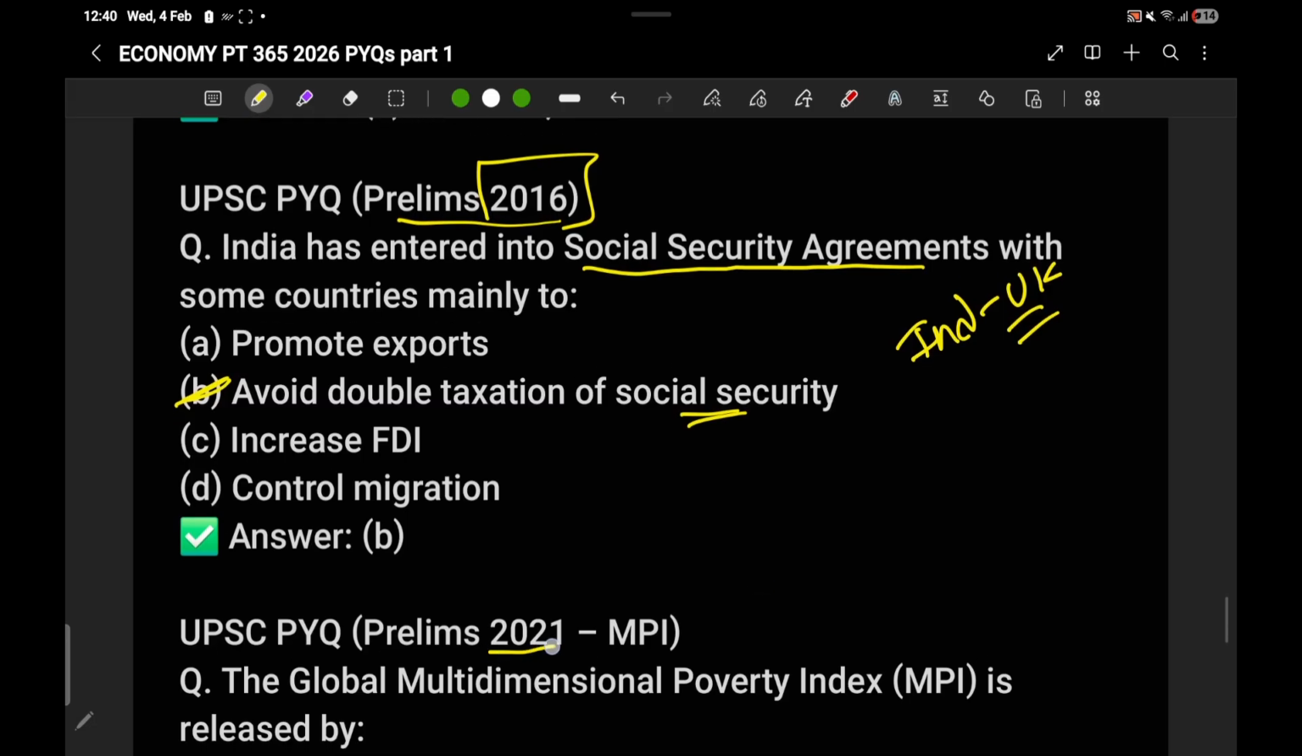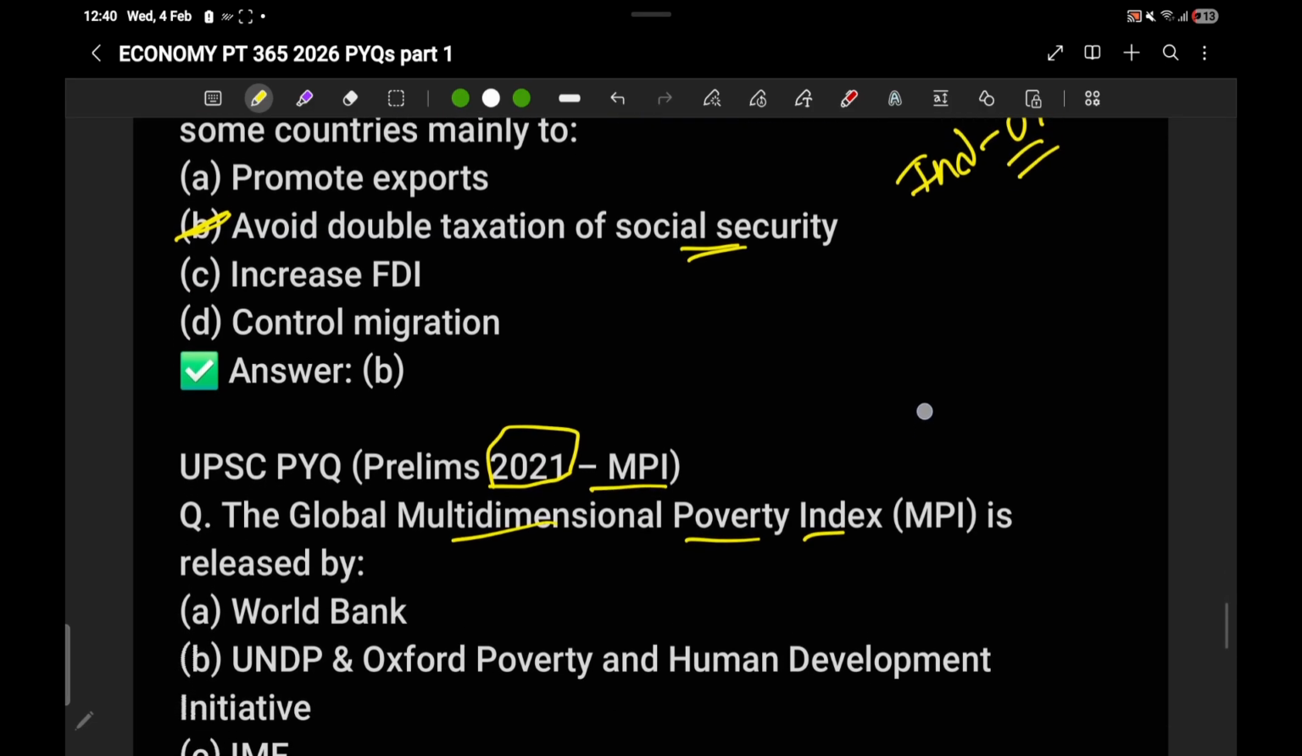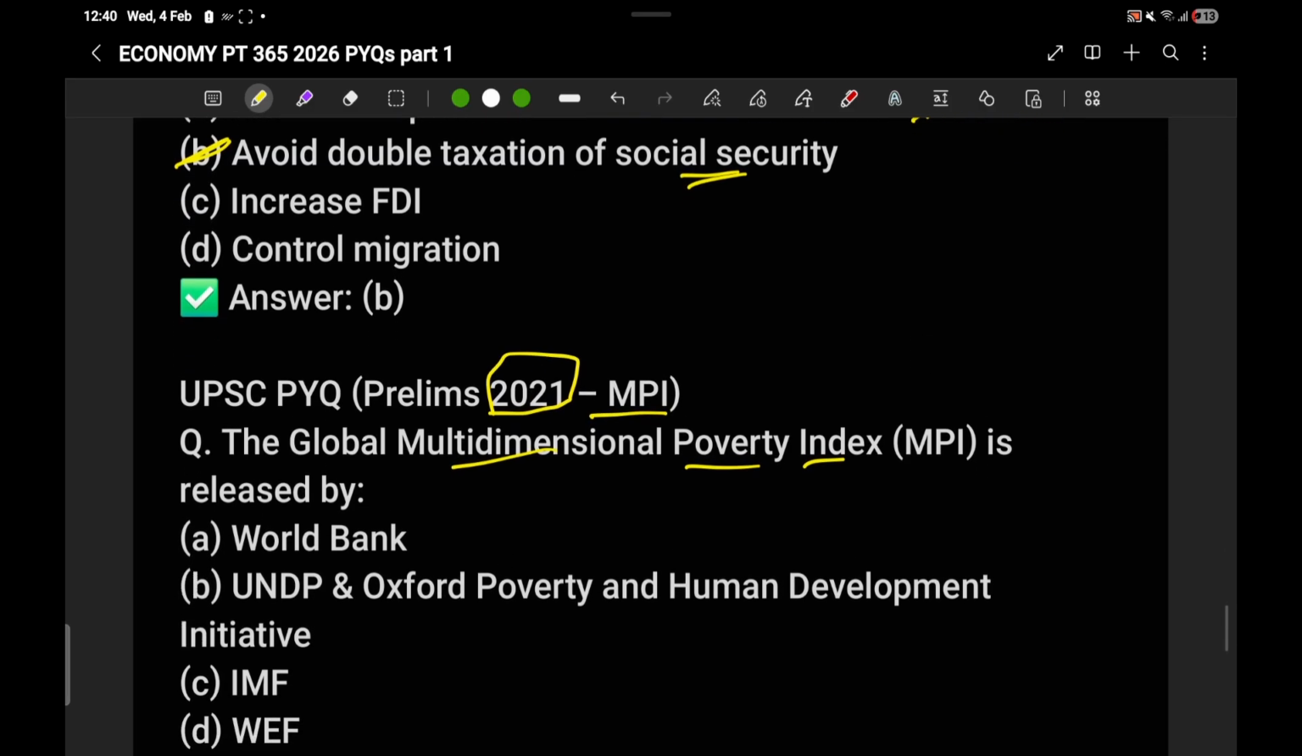Next, 2021, the multidimensional poverty index. Let's solve this one. The Global Multidimensional Poverty Index is released by which among the following organizations? The direct answer is UNDP and the Oxford Poverty and Human Development Initiative. We learnt it yesterday itself. So report-type questions are very easy to solve. We just need to know the important reports released this year.